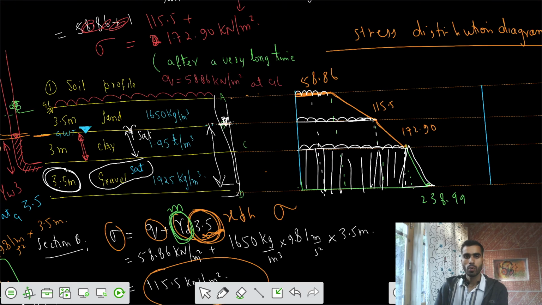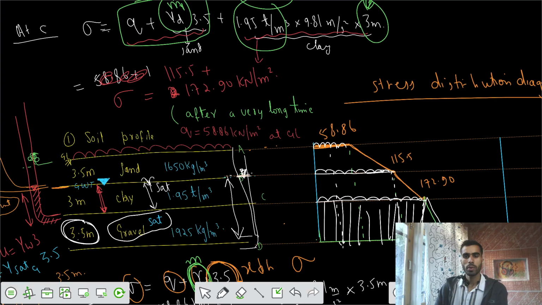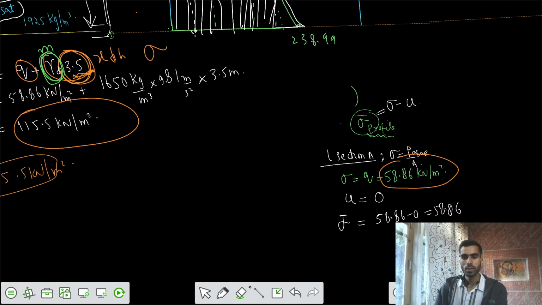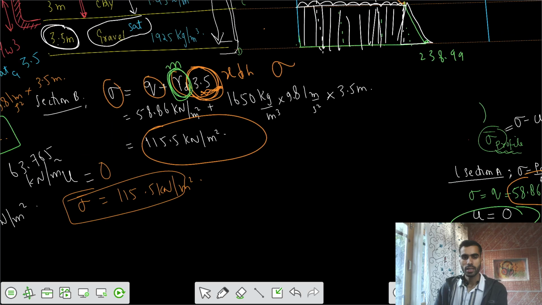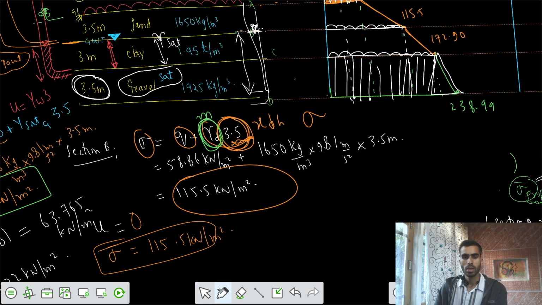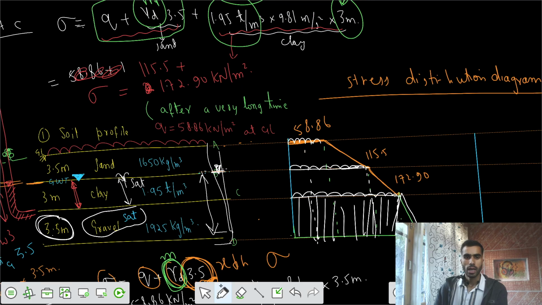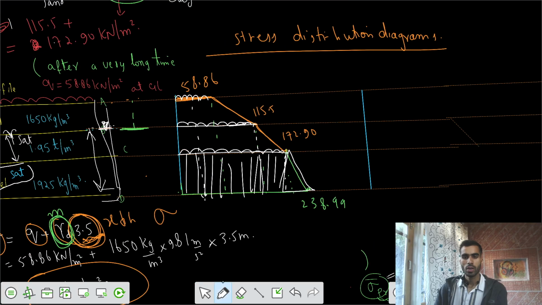So I would say, what is the pore water pressure initially? What is the pore water pressure at point A? That was 0. Pore water pressure is 0 because there is no water, and pore water pressure at point B is also 0. Up to the value of the groundwater table, your pore water pressure is actually 0. So here we have pore water pressure that is 0.